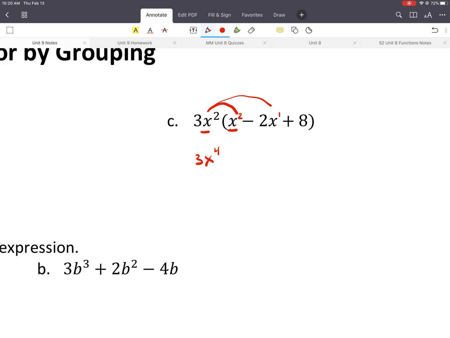And then we'll distribute to the next. That would give us negative 6x to the 3rd. And then we'll distribute the last time to give us positive 24x squared.